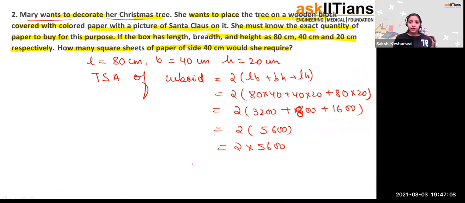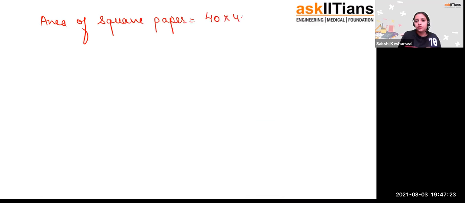Now then what will you be finding out? Then you will be finding out the area of the what? Square paper, right? So the area of square paper will be how much? Area of square paper is equal to how much? So it will be what? 40 into 40, which is equal to what? 1600 centimeters square, right?